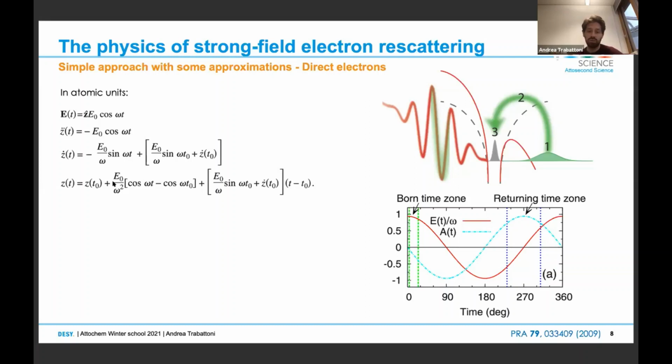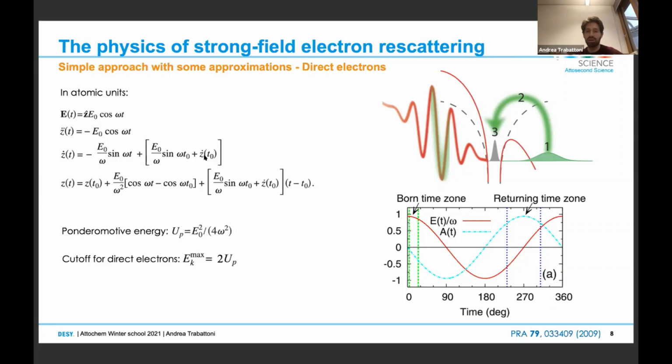And in this framework, of course, it is comfortable and useful to also define the ponderomotive energy, that is the cycle-average quivering energy of the free electron in the presence of the electromagnetic field. And from this equation, we can also estimate that the maximum kinetic energy of the direct electrons, that means all the electrons, as I told you, that are leaving the interaction region without coming back to the parent ion, is close to 2Up.